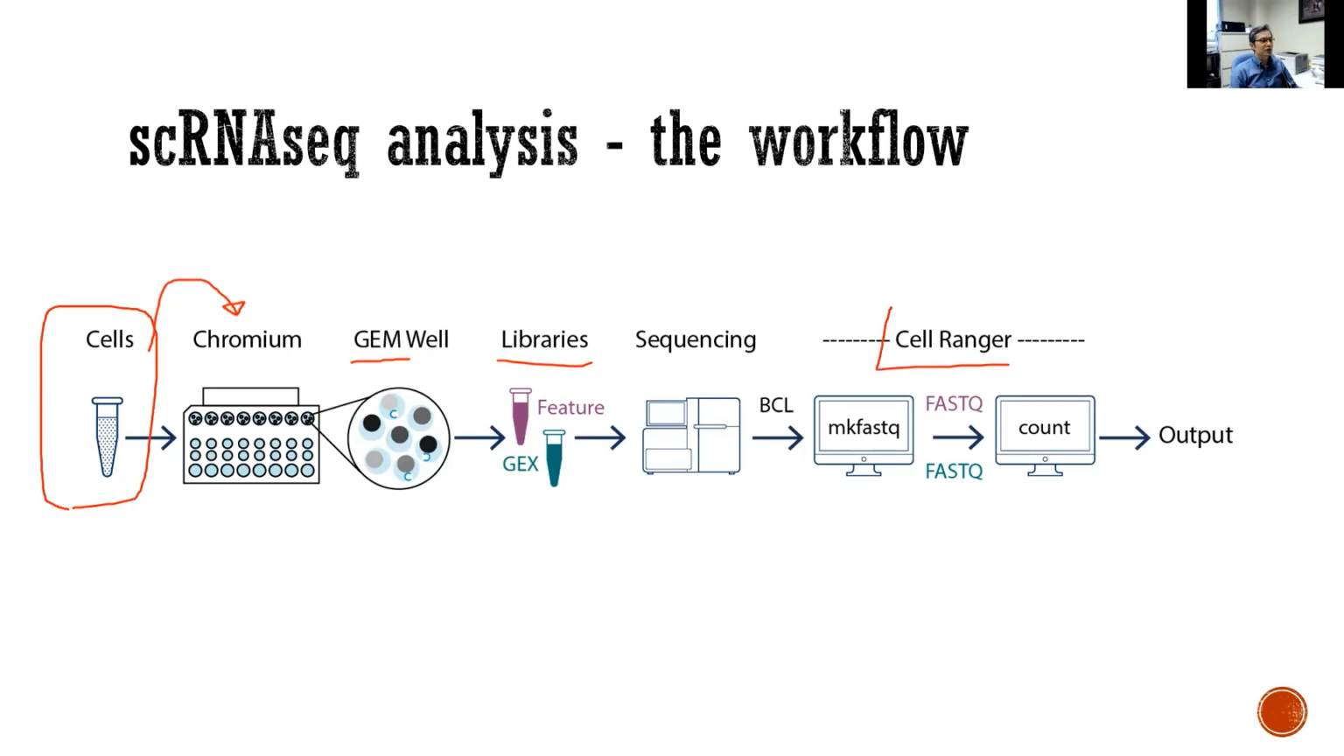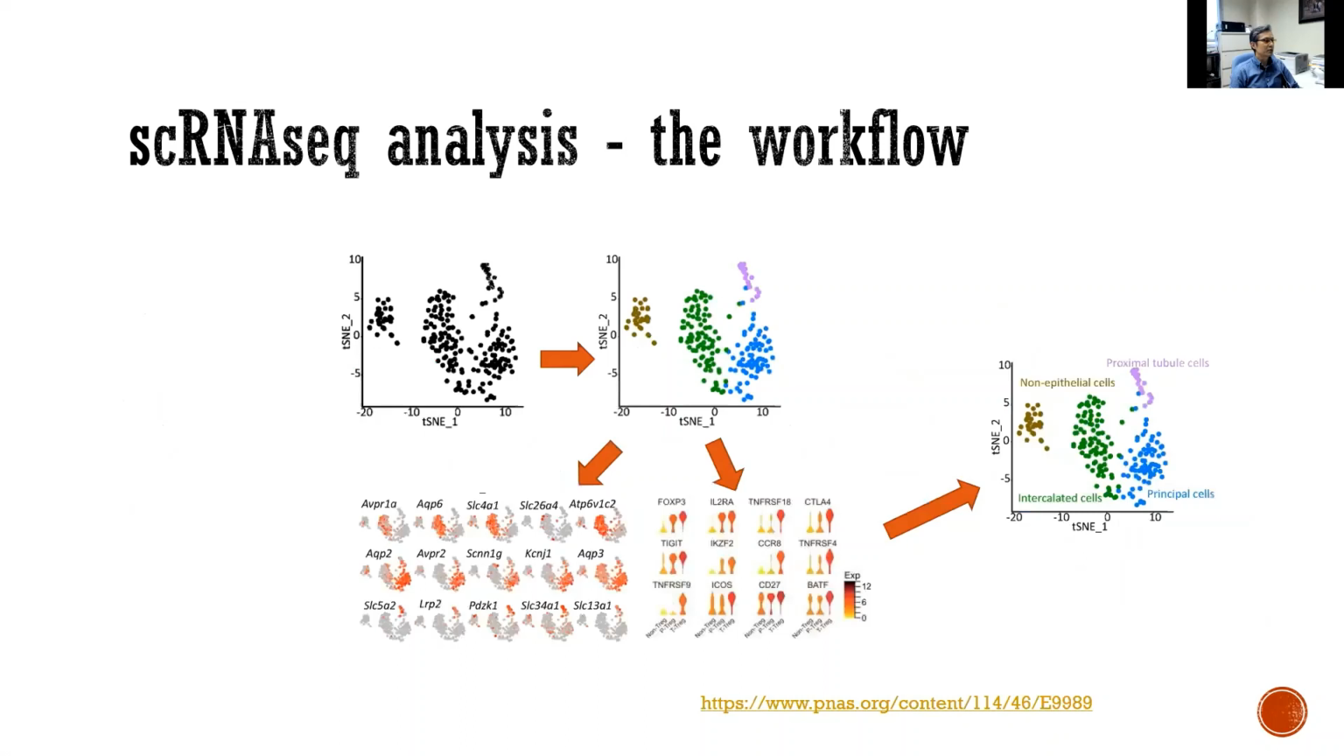Then you will use Cell Ranger, which is a software solution provided by 10x Genomics, to process your data, to do the mapping and also the counting. The output of this pipeline is the gene expression matrix, which we call the UMI matrix, that contains the expression levels of thousands of genes in thousands of cells. Cells here, genes there. So we are going to process this matrix next. This matrix will be the input of our next step of analysis.